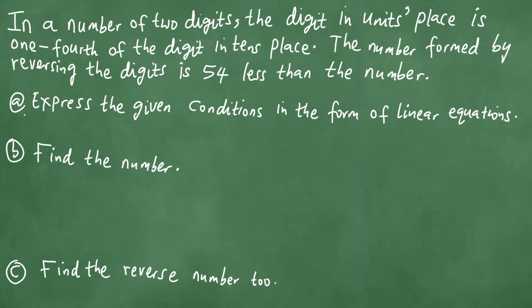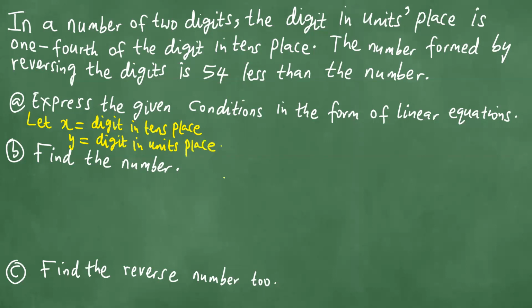So one way to do that, we can just say we let x be equal to the digit in tens place. You have y being the digit in units place, like so. And so right now, then we need to express this.